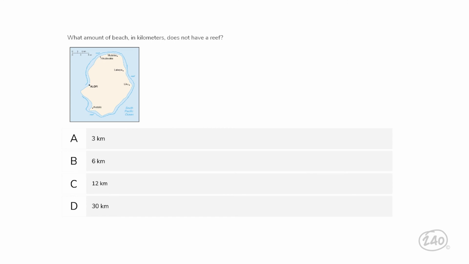Okay, one more. Remember when I told you we'd practice answering a question about maps? Okay, that time is now. What amount of beach in kilometers does not have a reef? Notice that this map has a scale included. The perimeter of the island has a blue line around it labeled reef, except for the left near Alofi. This region is about the length of the scale marker to 6 kilometers, so 6 kilometers of beach near Alofi has no reef.